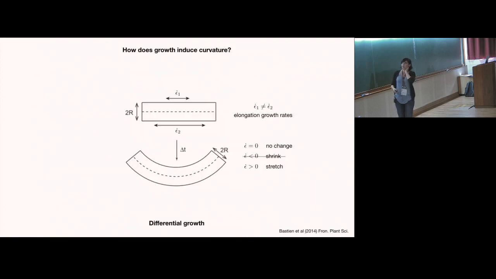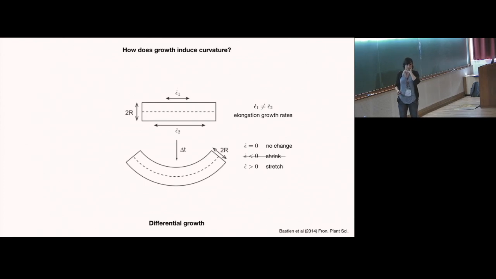So how can growth induce curvature? It was touched a bit in the previous lecture before lunch. Basically, imagine that you have a segment, a part of your organ. Now you have 2 sides. One side elongates with a growth rate epsilon1 dot. Dot means that it's a rate. And the second one with a different elongation rate, epsilon2 dot. Let's say epsilon2 is a higher growth rate compared to epsilon1. And after some delta t, you'll get this curved form, because the outer part is growing faster than the inner part.